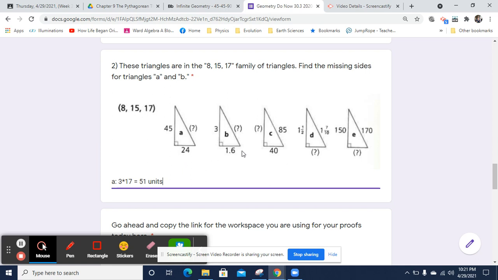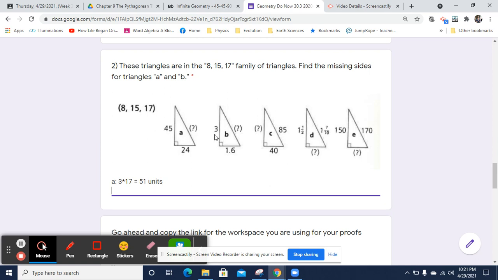And B, well, 1.6 smells suspiciously like 16. So that's going to be 8 times 0.2. And this 3 smells suspiciously like 30. So this is going to be 15 times 0.2. So we're going to be multiplying 17 times 0.2. So 0.2 times 17 will equal 3.4 units, because 2 times 17 would be 34. And there you have it. I hope that helps.